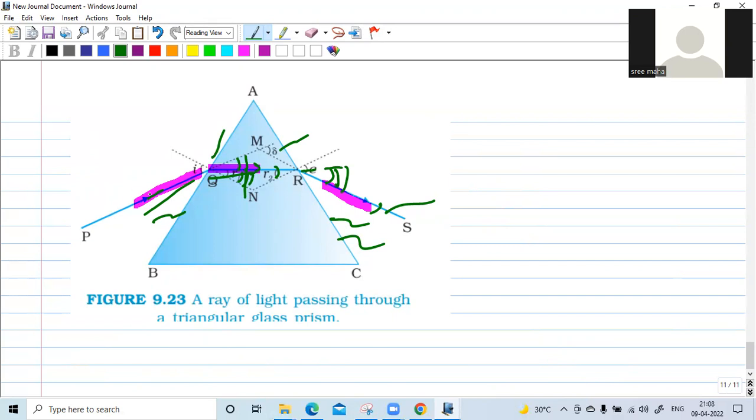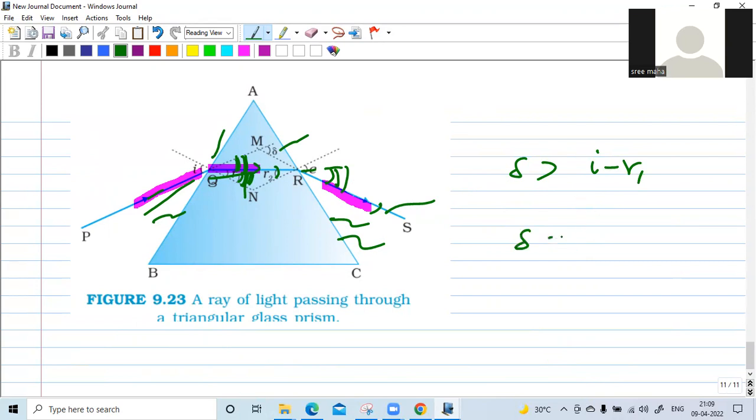Basically, there are three rays: 1, 2, and 3. The angle between 1 and 2 is this much, and it is still increased in the angle between 1 and 3, which is further deflected. The total deflection is delta. Delta will be greater than the first deflection, which is I minus R1.